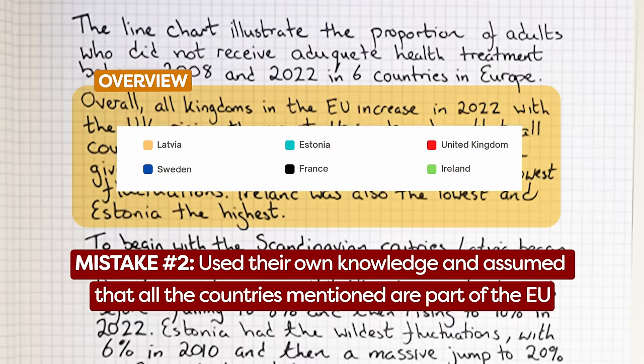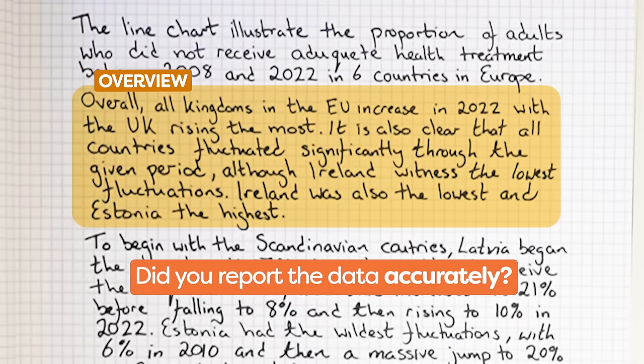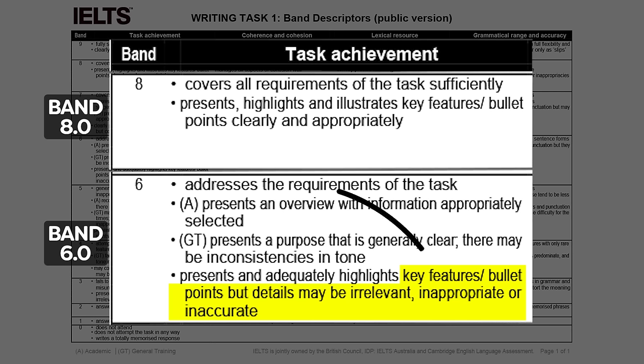And then the second mistake they have made is they've assumed, using their own knowledge, that all of these are in the EU, the European Union. They are not. For a task one report, you should never bring in any previous knowledge, even if you are an expert in this field, but you're probably not, because you are going to insert things that are not correct. And one of the things that the examiner will be looking at is, did you report the data accurately? Bringing in things like all countries are in the EU, that is just not true, and it means that your data is inaccurate. Remember, it said key features might be irrelevant or inaccurate.